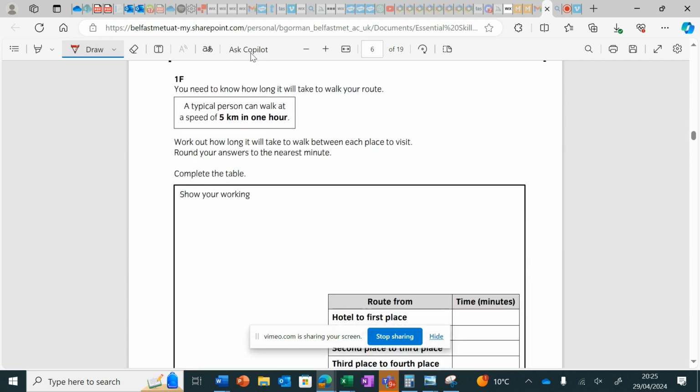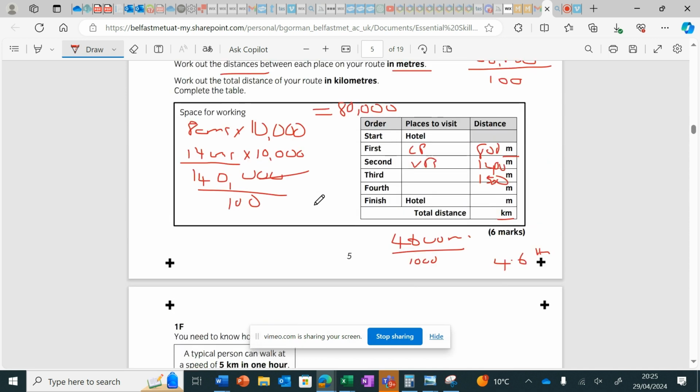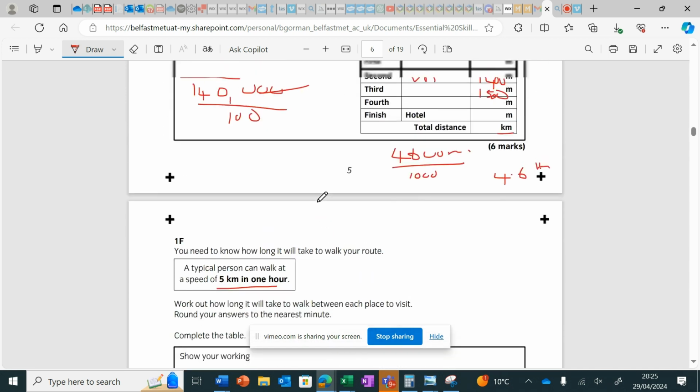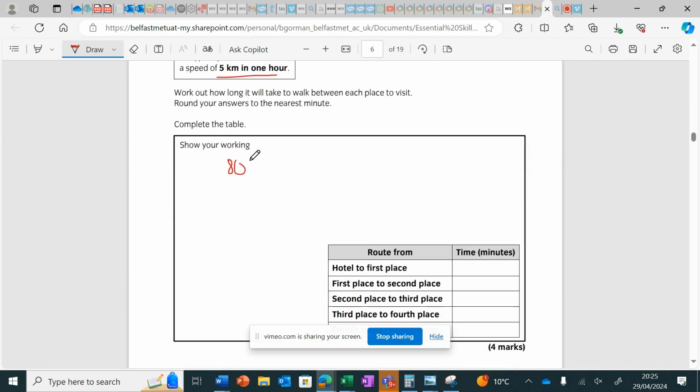Next says a typical person walks at a speed of 5 kilometers an hour. How long does it take to walk each of the distances? So we take the first one. The first one is 800 meters. Time equals distance divided by speed. So this is meters, this is in kilometers. So I'm going to turn that to meters by multiplying it by 1,000, and then I'm going to times my answer by 60. And I'll do that on a calculator.